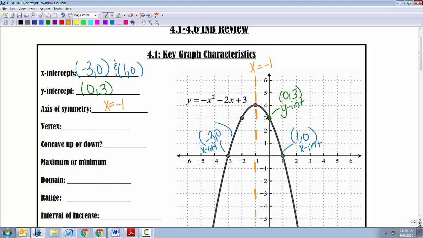All right. Raise your hand for the vertex. Go ahead. Yep. -1, 4. Awesome. Okay. This is our vertex. -1, 4.